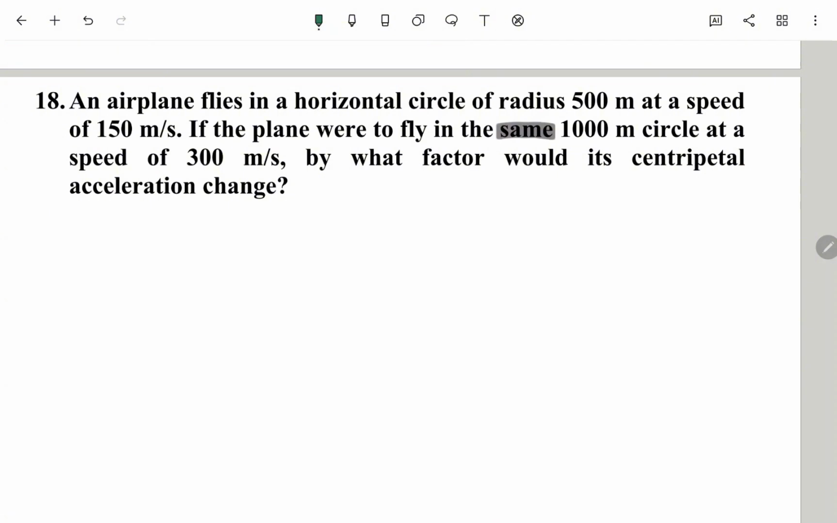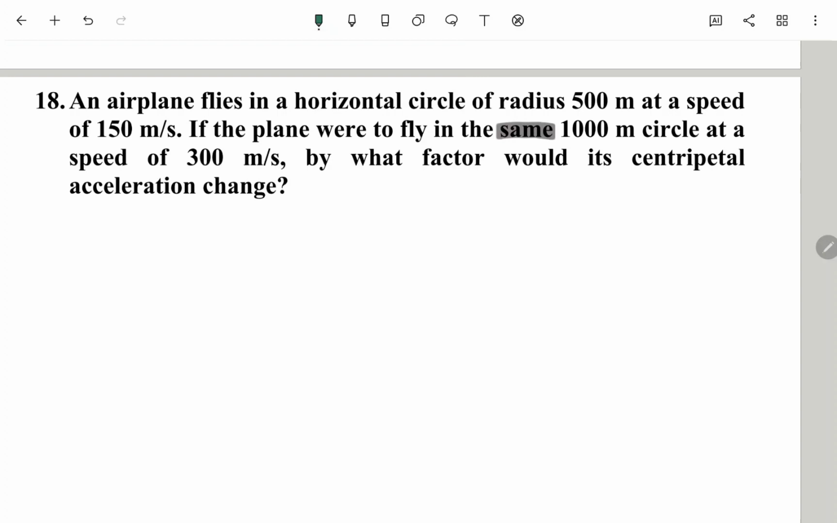An airplane flies in a horizontal circle of radius 500 meters at a speed of 150 meters per second. If the plane were to fly in the 1000 meter circle at a speed of 300 meters per second, by what factor would its centripetal acceleration change? Now in this case, the radius is doubled and the speed is doubled. What's going to happen to the acceleration?